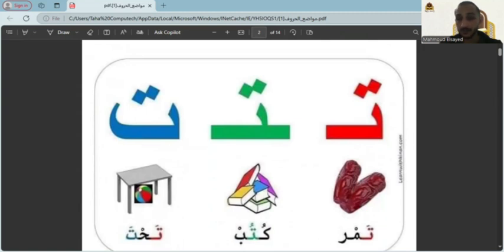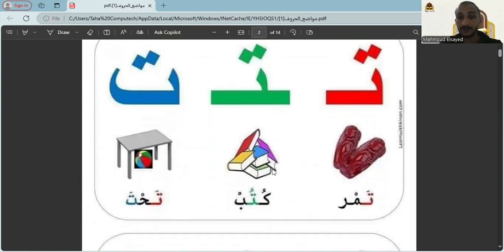And then we have the Ta, which is here at the beginning, in Tamr, and then in the middle, Kutub, and then we have Taht, which means under. So beginning, Tamr; middle, Kutub; and Taht, which is at the end of the word.